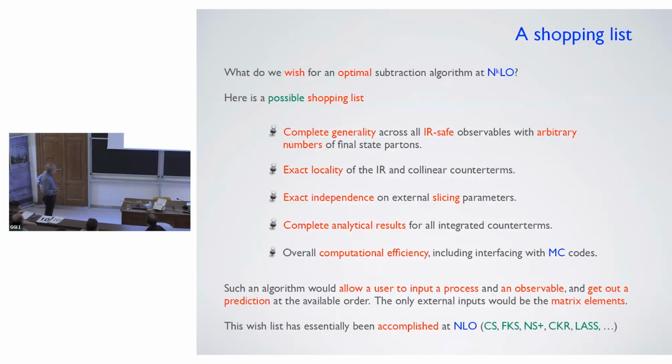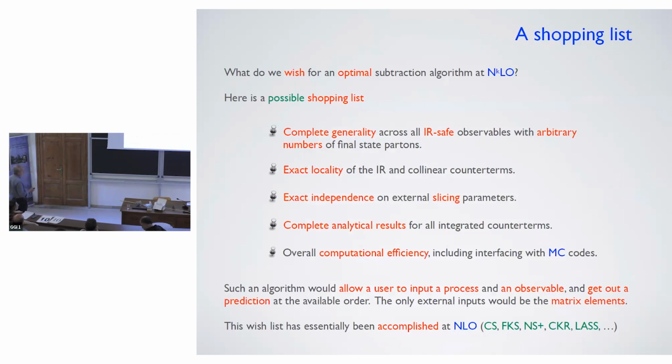So several years ago, when I was in this position and I thought it was easy, or at least not so difficult, then I actually wrote a shopping list. So what would one want to have from an optimal subtraction algorithm at NLO? Now, of course, this is my shopping list. People in this audience may feel free to disagree, and I'm sure some do.